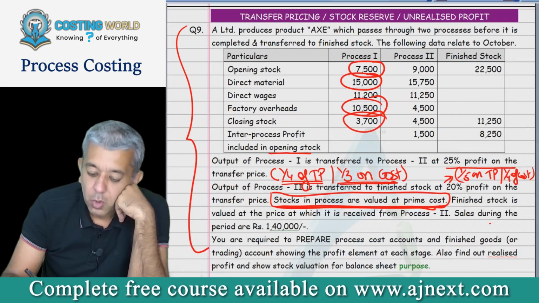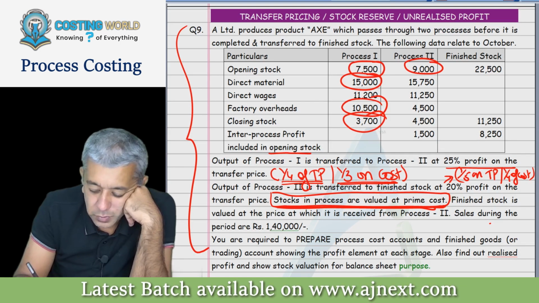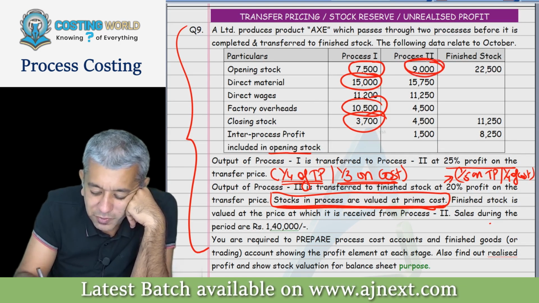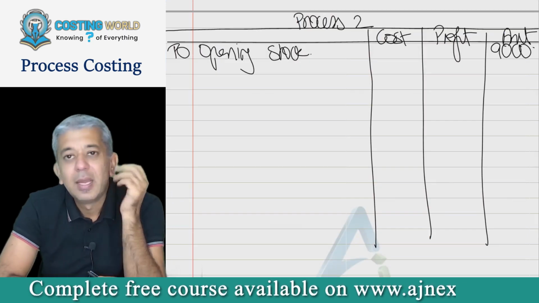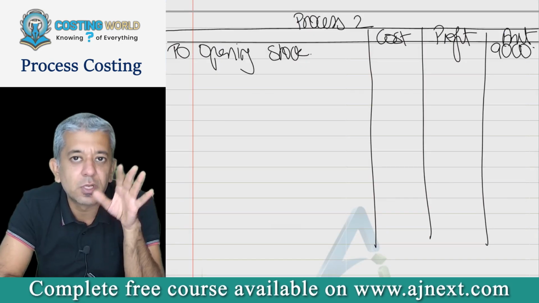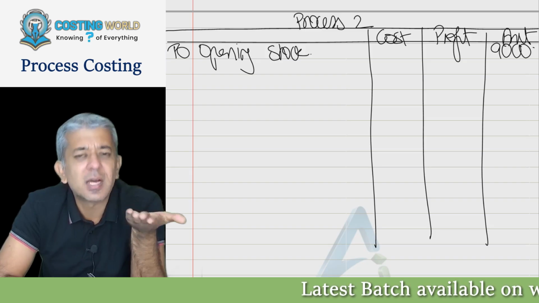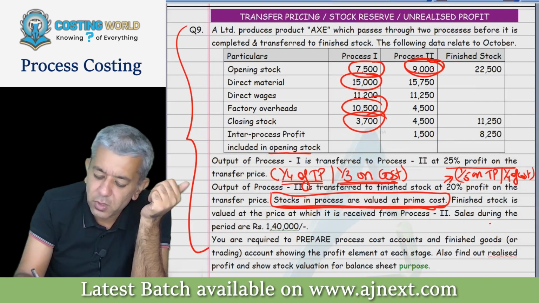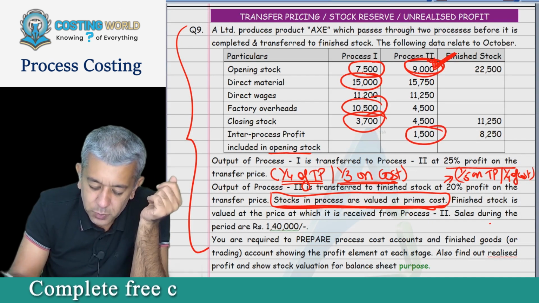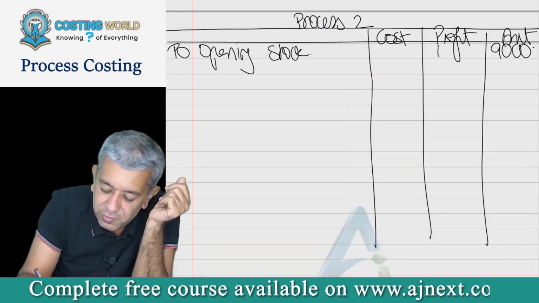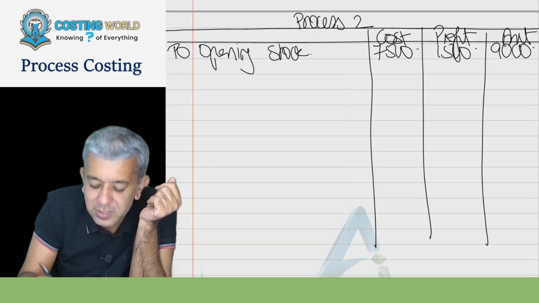Process 2. Opening stock in this particular case is 9,000. First let's write down this 9,000 rupees. Tell me, in any case, 9,000 should have stock reserve inside it, no? Yes, sir. Out of 9,000, how much was inter-process profit? That was 1,500. So, I write down that 1,500 over here. Cost to the company will be 7,500.